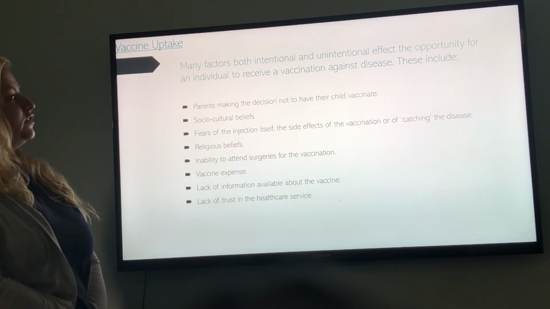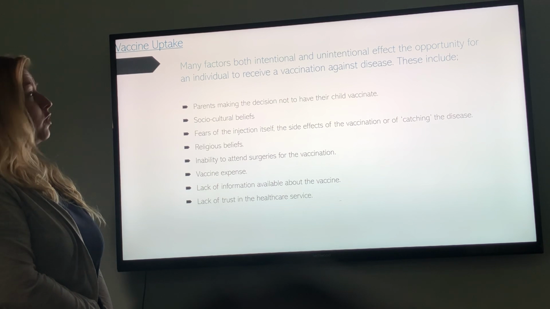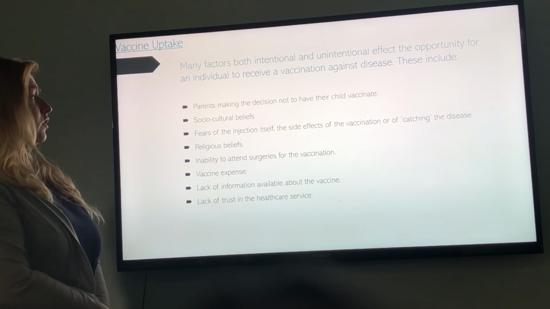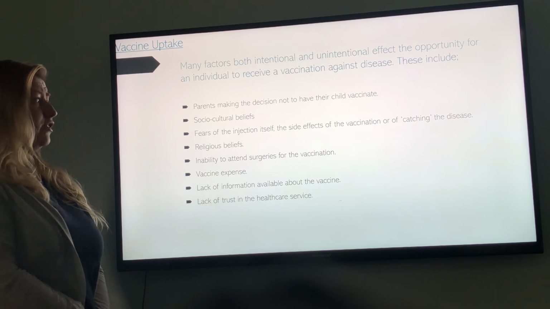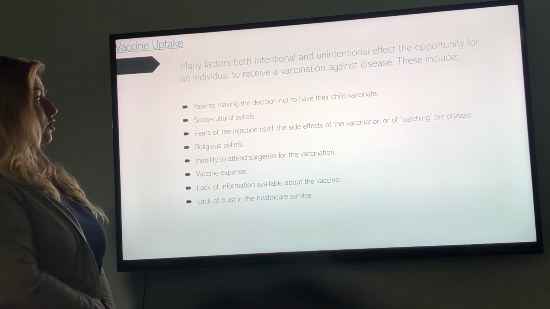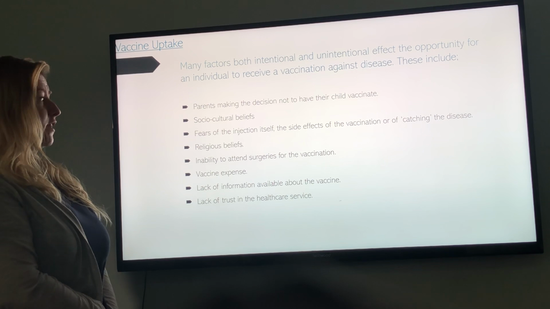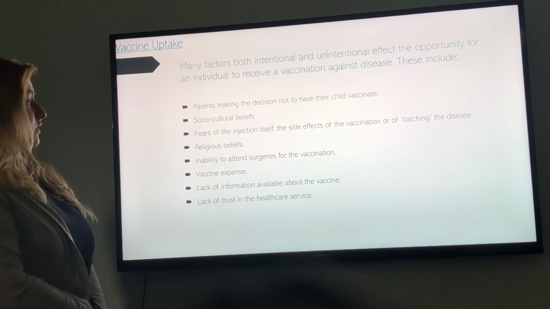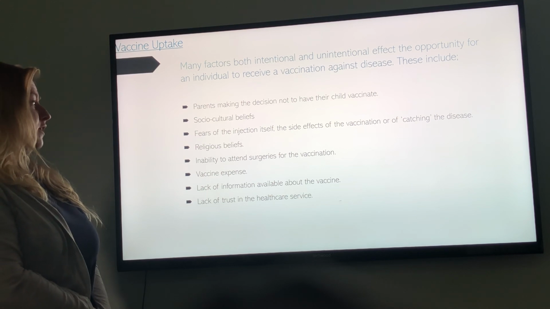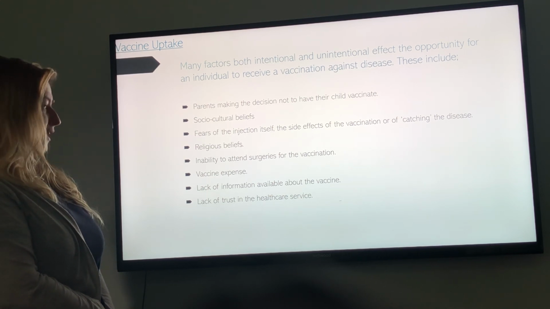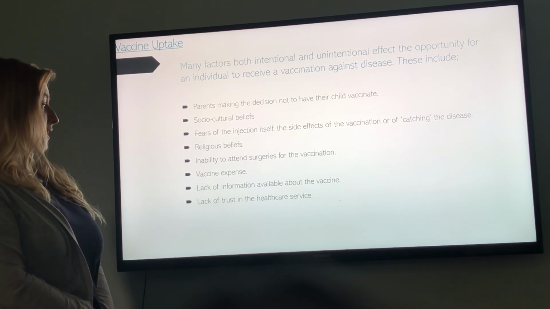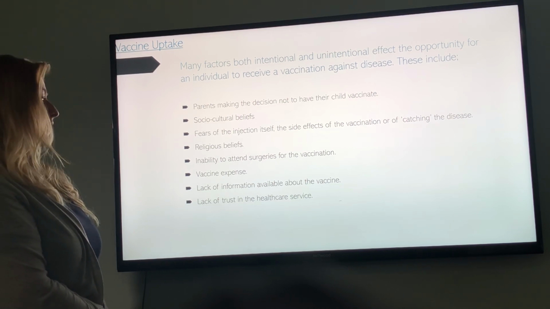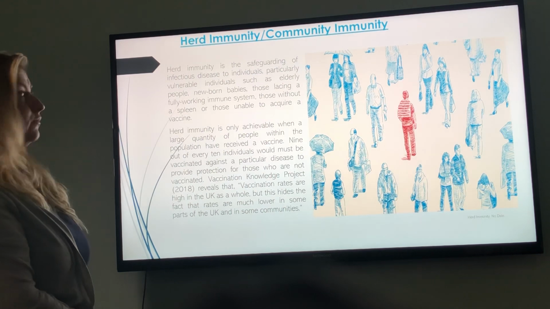Many factors, both intentional and unintentional, affect the opportunity for an individual to receive a vaccination against disease, and these include parents making the decision not to have their child vaccinated, socio-cultural beliefs, fear of the injection itself, the side effects of the vaccination or catching the disease, religious beliefs, inability to attend surgeries for the vaccination, vaccine expense, lack of information available about the vaccine, and lack of trust in the healthcare service.